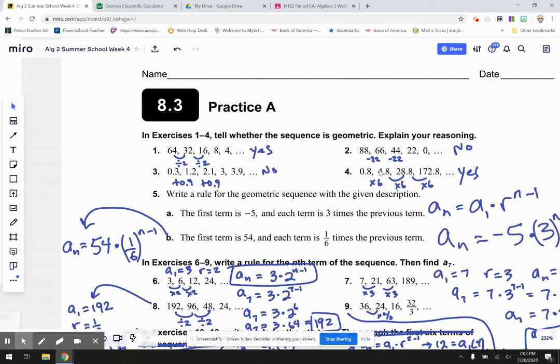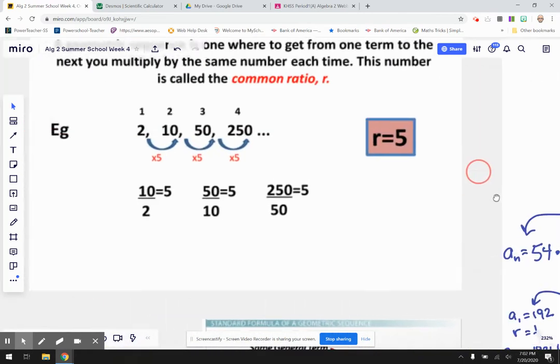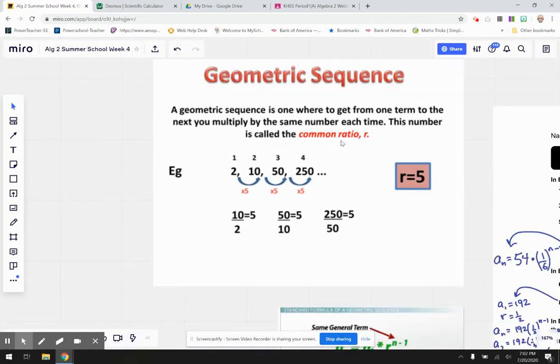Number 4, you're multiplying by 6. So yeah, every number gets multiplied by 6. That's geometric. So a geometric sequence is where all the numbers have a common ratio or a common multiplier or a common division. Like here, they're multiplying by 5. Or maybe you're going to be dividing or whatever.